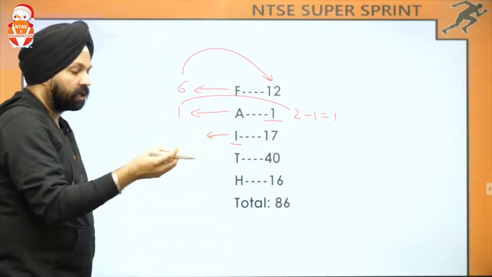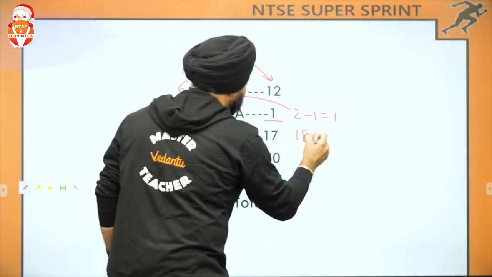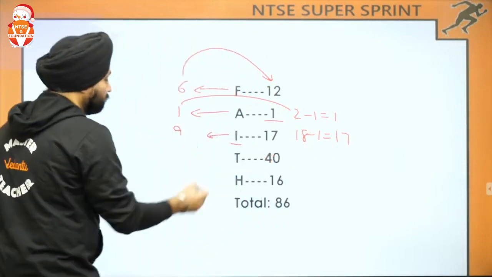A, B, C, D, E, F, G, H, I. I is 9. The value is 9. The double of 9 is 18. We are subtracting 1 because it's a vowel.